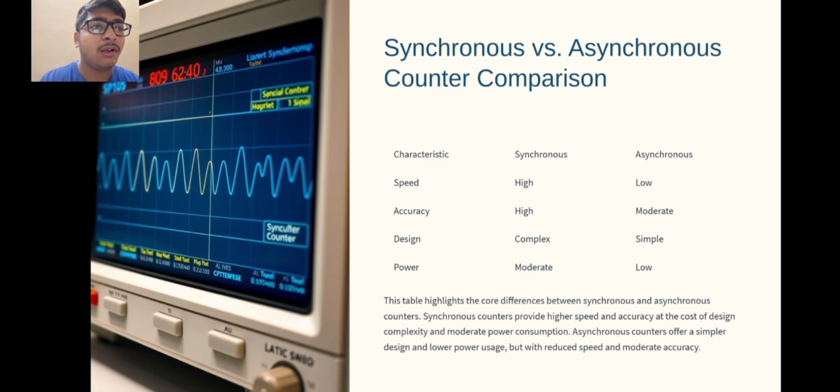Asynchronous versus synchronous counter comparison, with characteristics like speed, accuracy, design, and power. The speed of synchronous is high, accuracy is high, but in design asynchronous is simple and the power supply is lower than the synchronous.